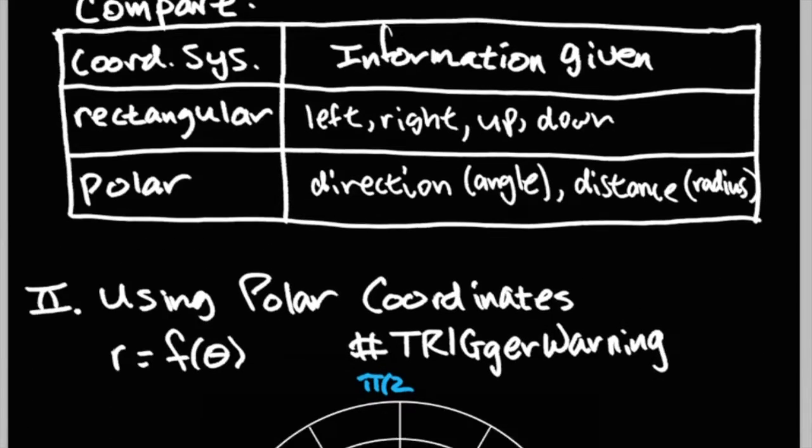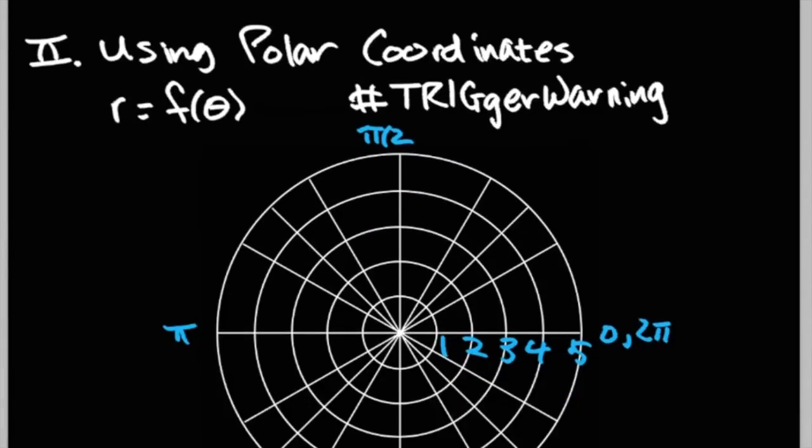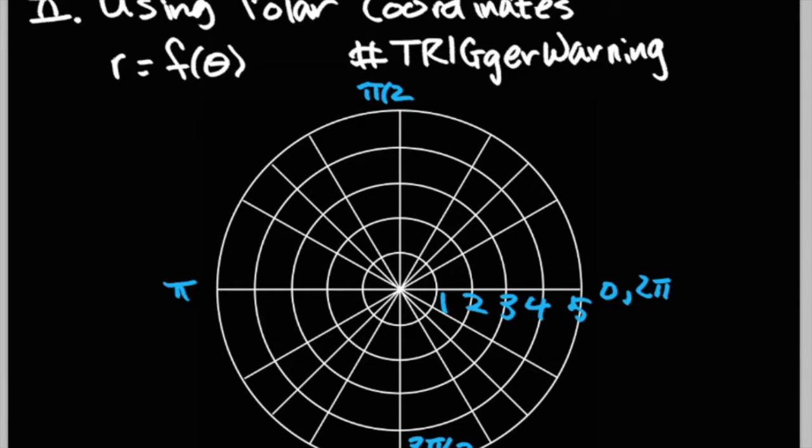Alright, so using polar coordinates, trigger warning, emphasis on the trig, because we're using angles, so we're definitely going to be using a lot of trigonometry. Therefore, trigger warning. Anyway, let's try to plot some points here. That'll give us an example of how these actually work and how they're different from x and y coordinates. So let's get (3, pi over 4).